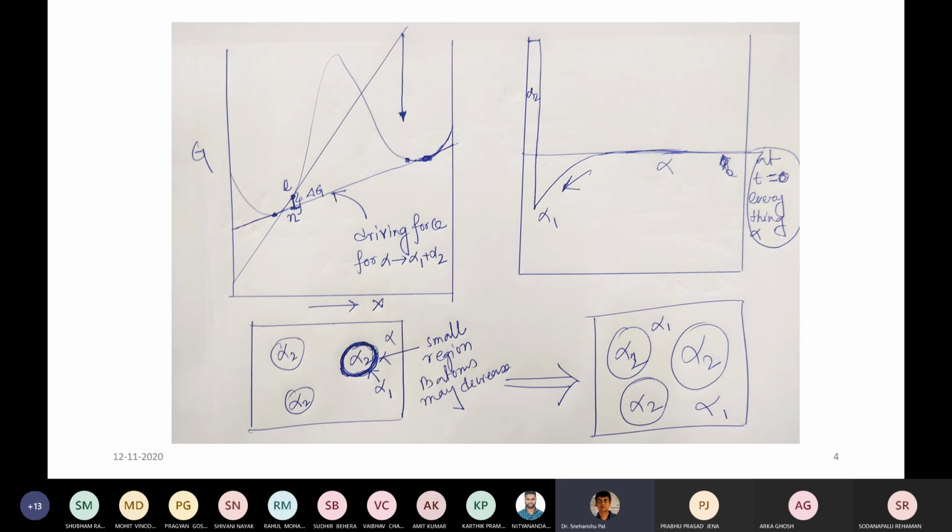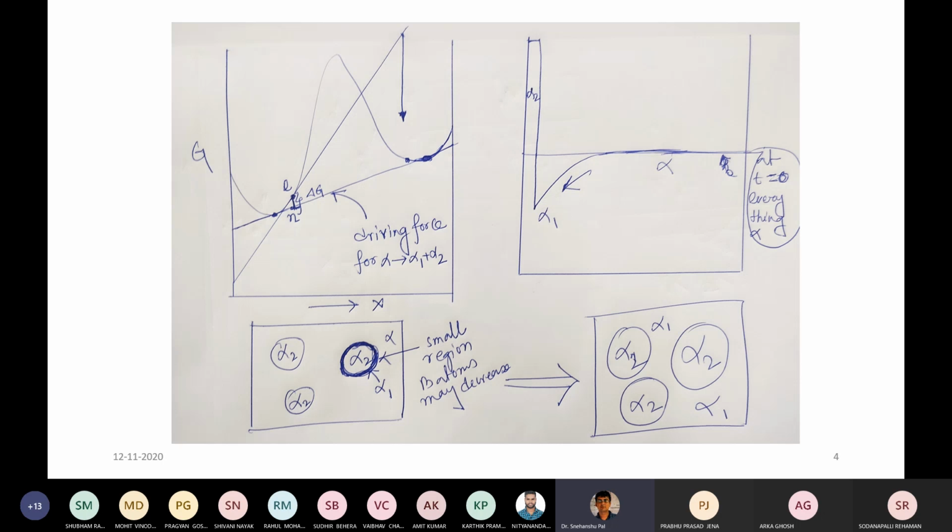Alpha 1 has a different composition with respect to the alpha 2 phase. That's why we say that the alpha phase is transformed to alpha 2 and alpha 1, although they have the same structure. Okay, so why is this happening thermodynamically? What is the driving force?